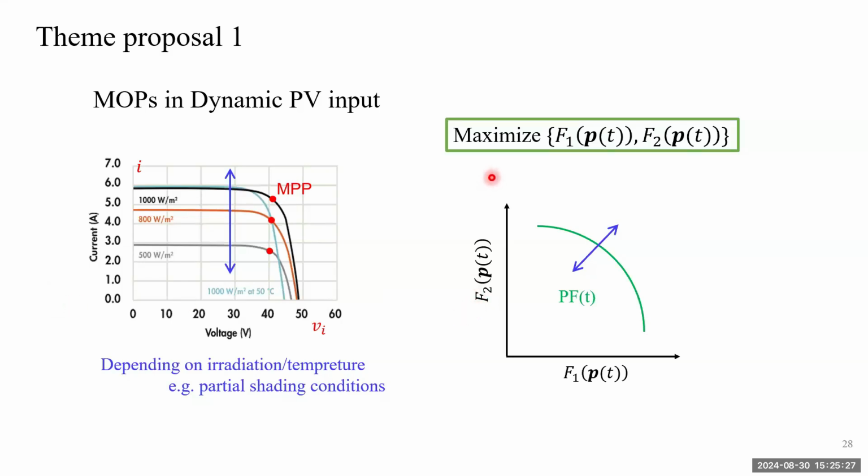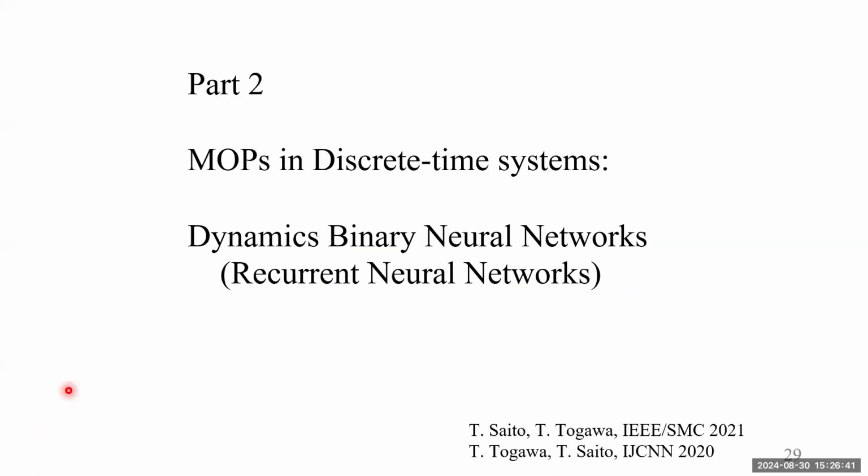In that case, if we consider the bi-objective programs or multi-objective programs, the Pareto front is not fixed. It's time variant. Then calculating the dynamic Pareto front and considering the parameter design seems to be an important research theme in the future. This is my proposal, the same as proposal one.